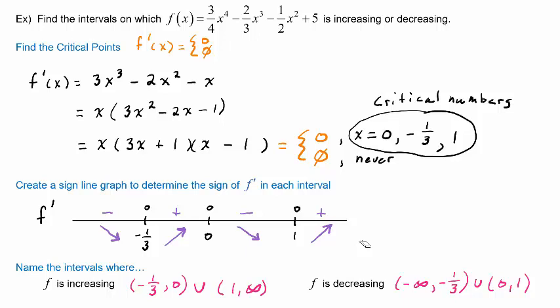And be sure to understand the concept here. If the derivative is negative, then f is decreasing. We don't say f prime is decreasing. We don't know if f prime is decreasing. If the derivative is negative, we know that f is decreasing. If the derivative is positive, we know that f is increasing.